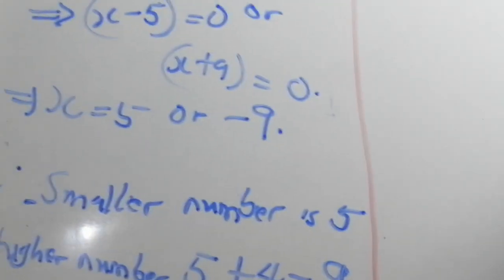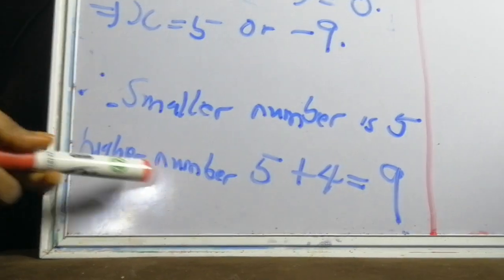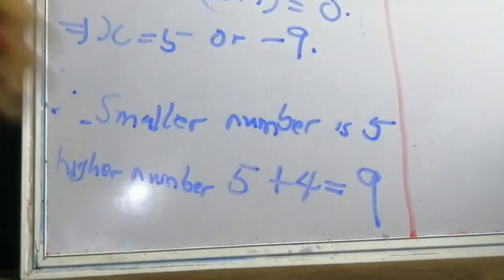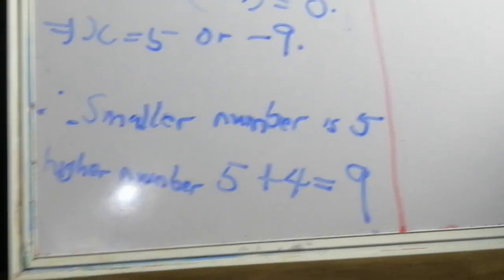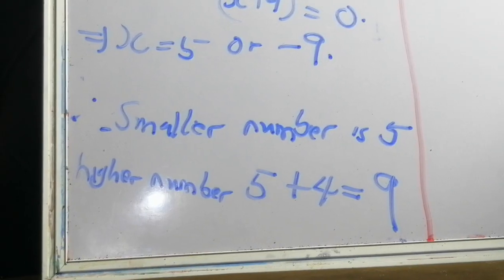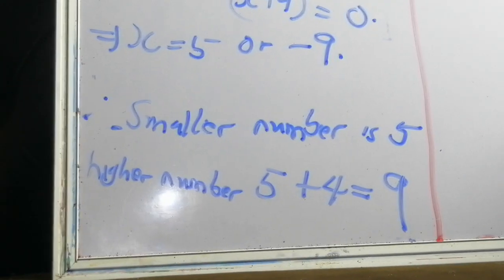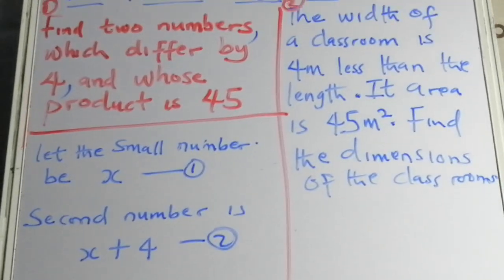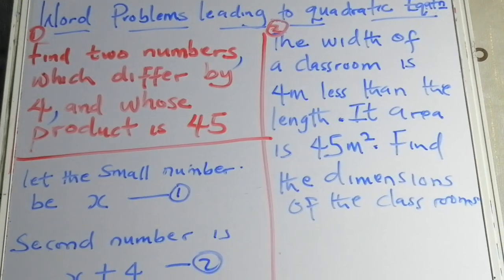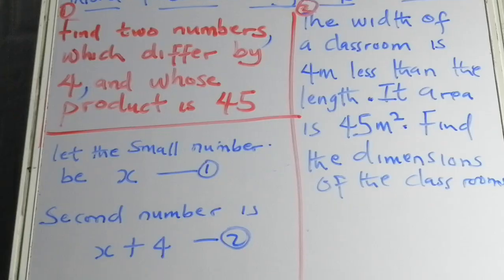If it is the theory part, make sure you conclude to show them that the smaller number is 5, and then the higher number is 5 plus 4, which is equal to 9. It's as simple as that. Please try and understand them. These word problems are not hard. All you need to do is cut the statement and understand each of those statements because they are written in English.